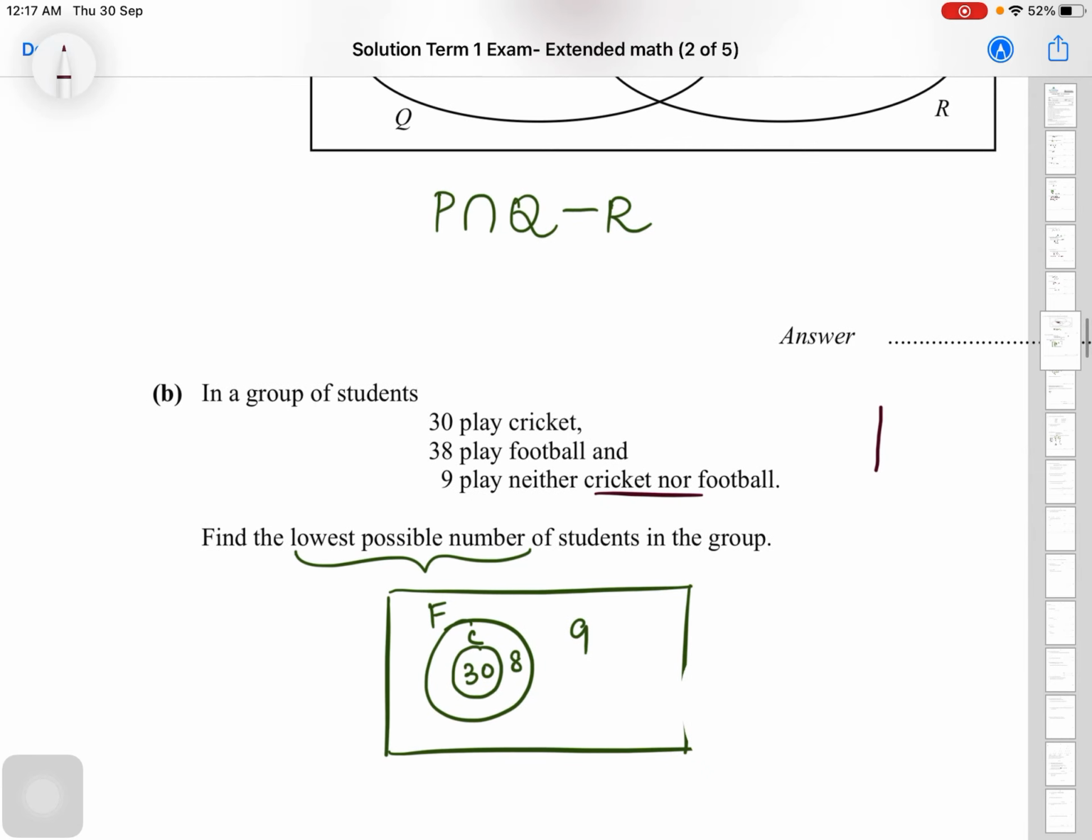And also 9 don't fit into either. They neither play football nor cricket. So the total sum of these will be 47. This is what they were asking.